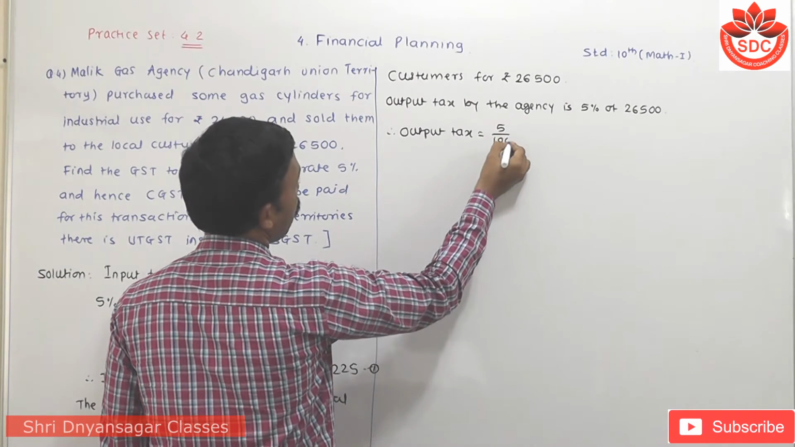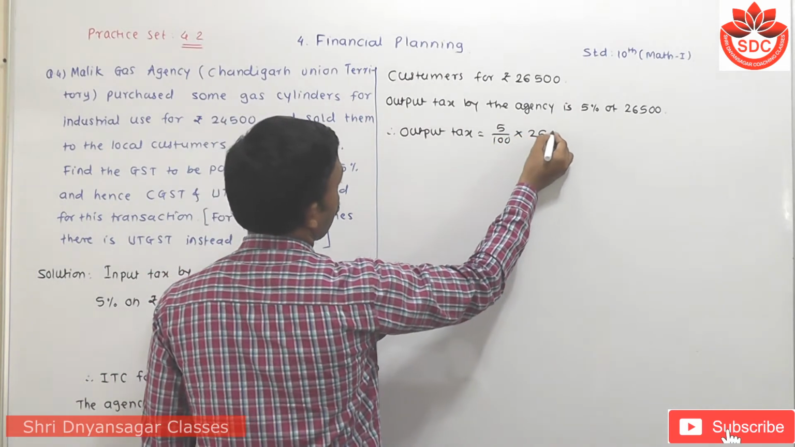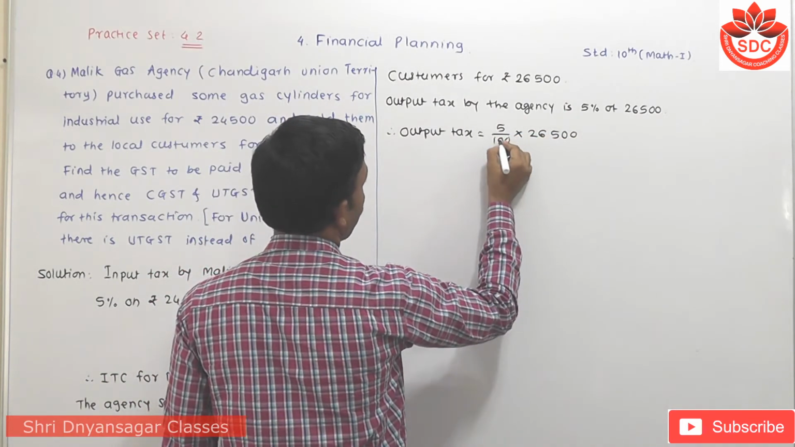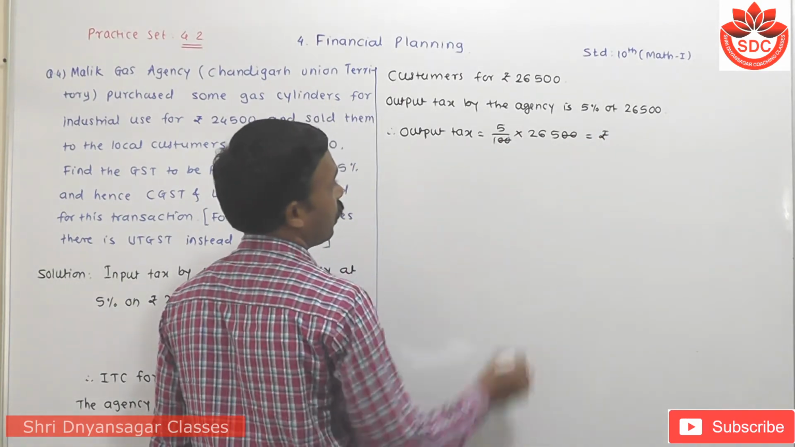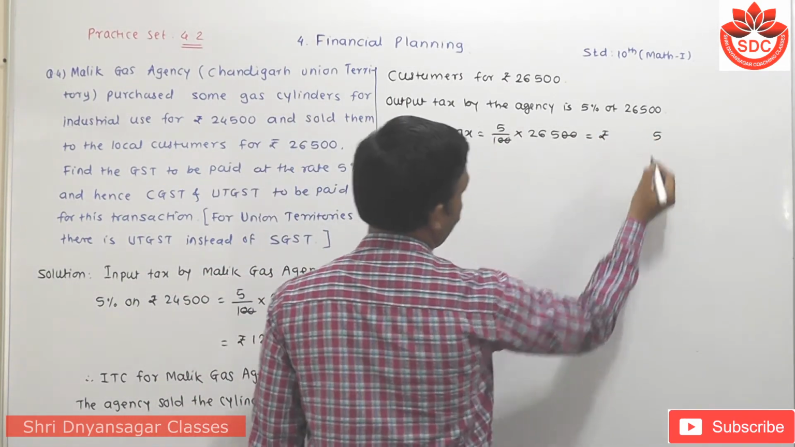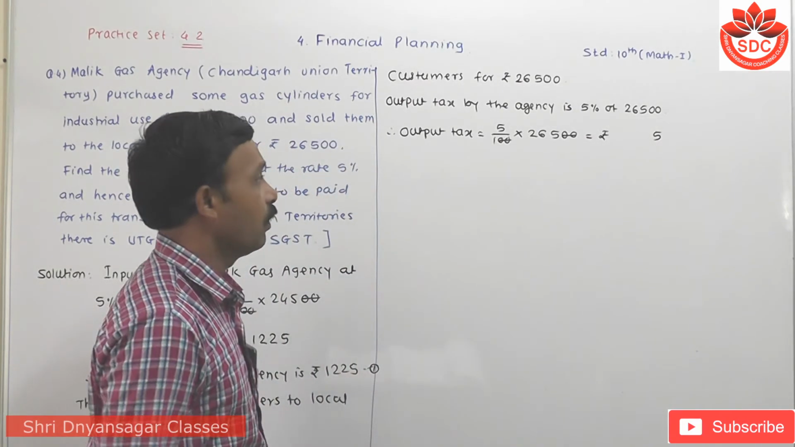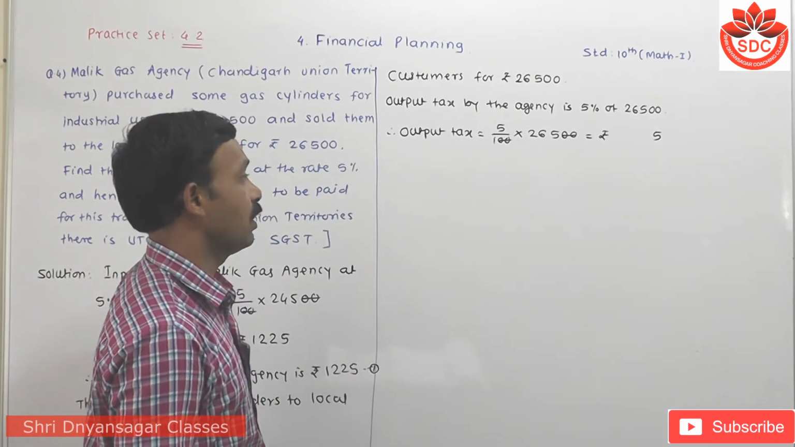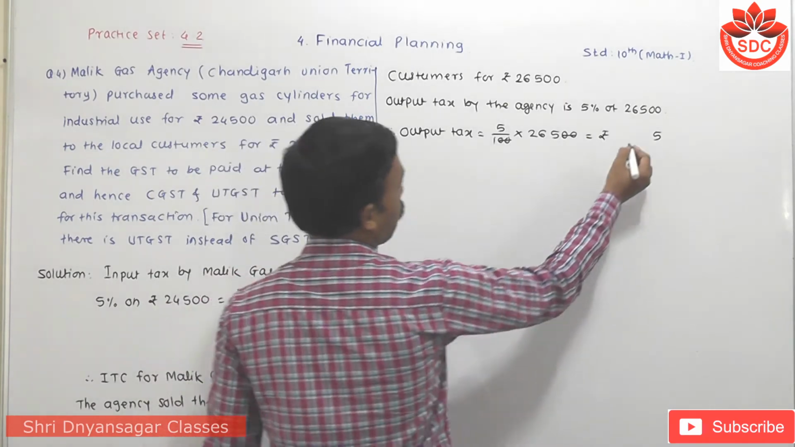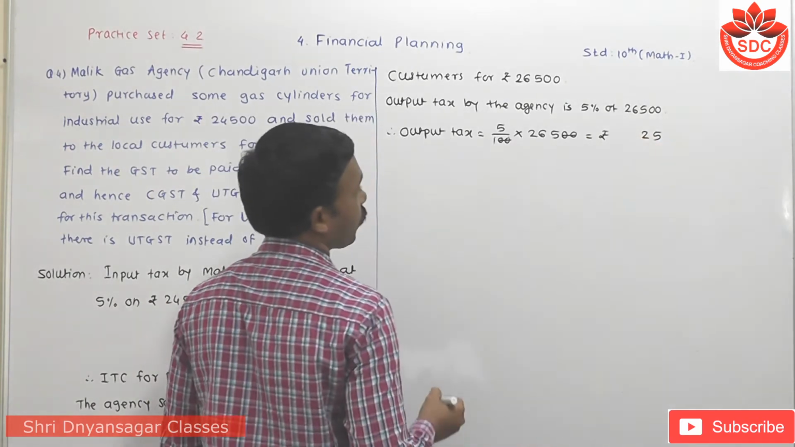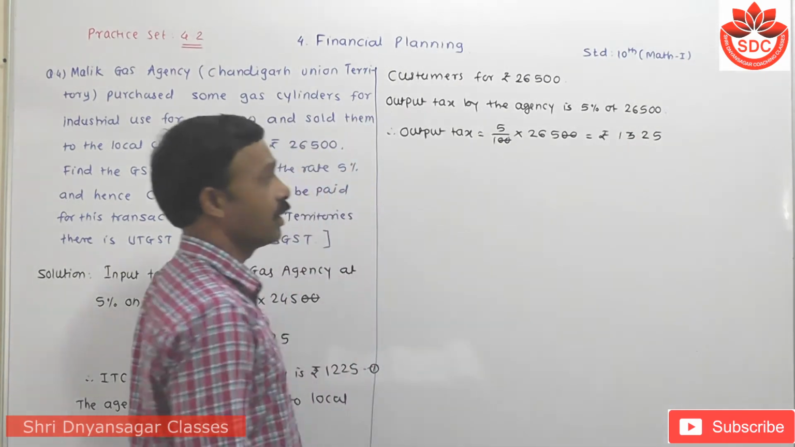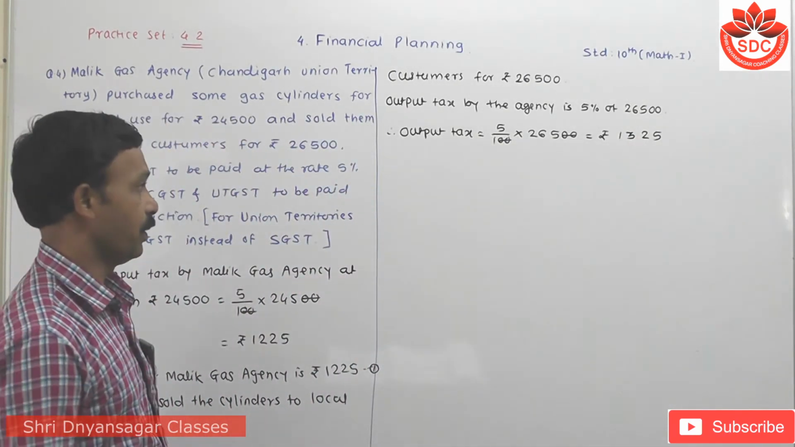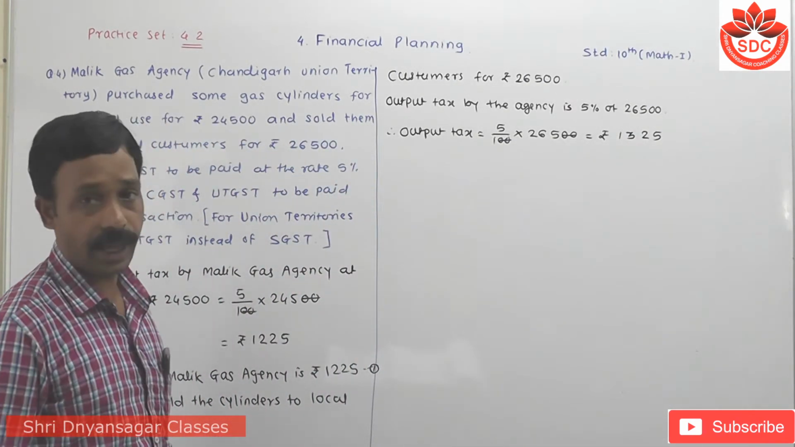Output tax is equal to 5% of 26,500 rupees. Now again the zeros get cancelled. 5 5s are 25 carry 2, 5 3s are 15 plus 2 is 17, 5 6s are 30, that means 1,325 rupees. This is the output tax.